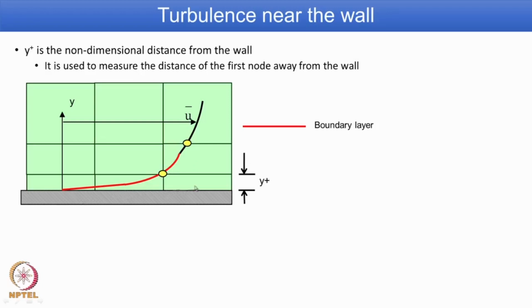Now, here is the description. The shaded portion is a wall and these are all mesh. Horizontal thick lines and vertical thick lines are supposed to be the mesh, and here is a boundary layer profile. If you happen to have a first node that is shown here as a yellow circle, for example, in your computation from the wall, then that will give you the y plus of the first node.